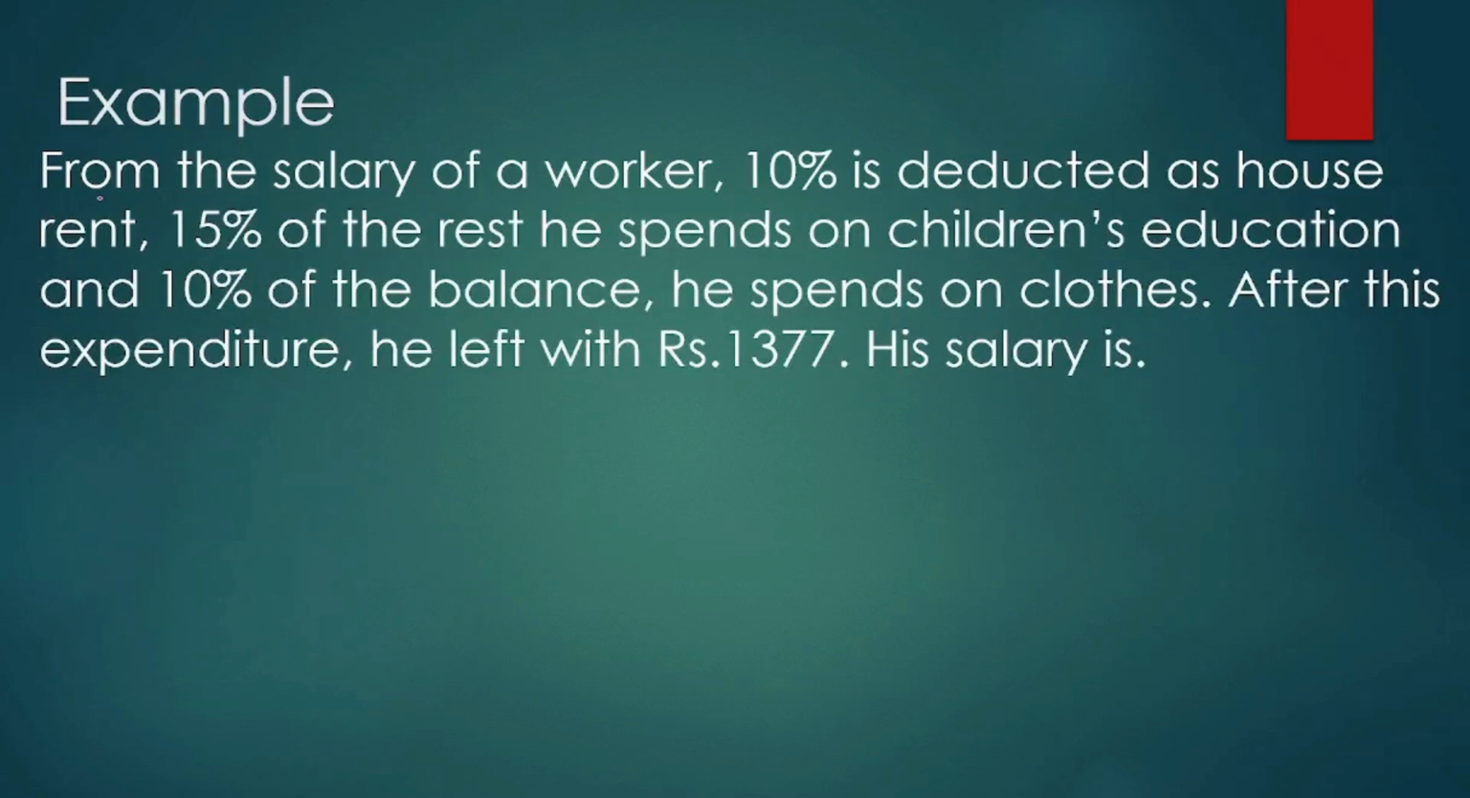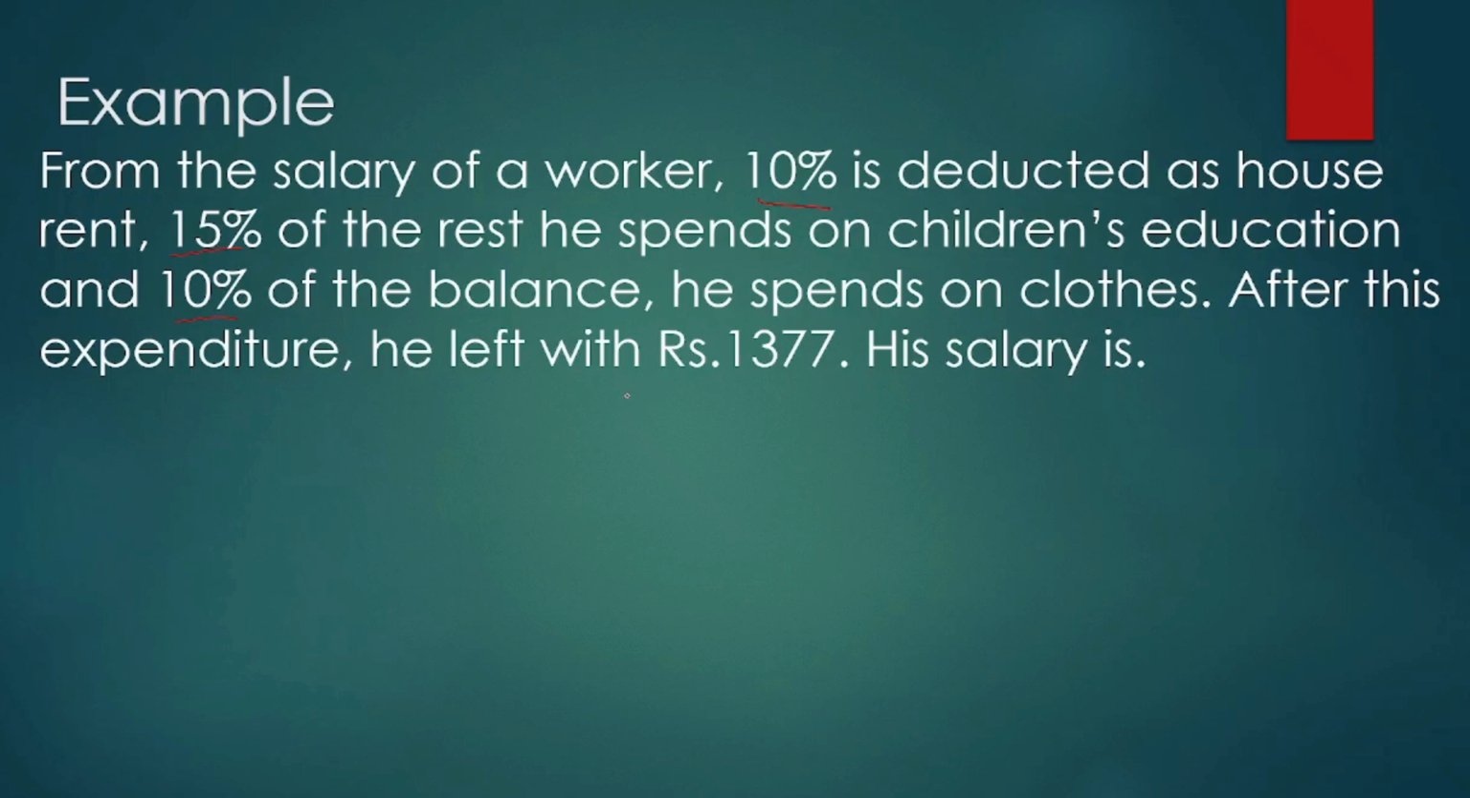For this concept, we consider one example problem. From the salary of a worker, 10% is dedicated as house rent, 15% of the rest is spent on the children's education, and 10% of the balance, that means the remainder, is spent on clothes. After this expenditure, he is left with rupees 1,377. His salary is? Here all the expenditure is made on the remaining of the percentage.